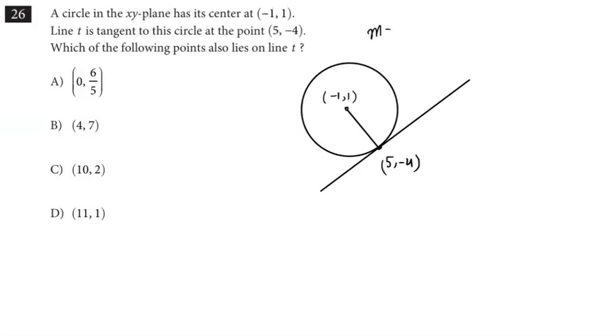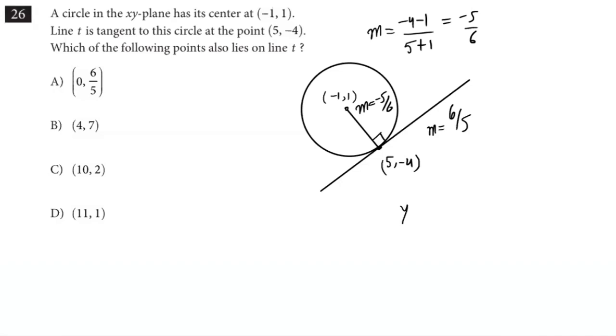So let's get the gradient of this center and this tangential point. y2 minus y1 over x2 minus x1 gives negative 5 over 6. So if this gradient is negative 5 over 6, we know that tangent and radius are perpendicular, so this will be 6 over 5. Perpendicular lines have gradients which are negative reciprocals of each other.